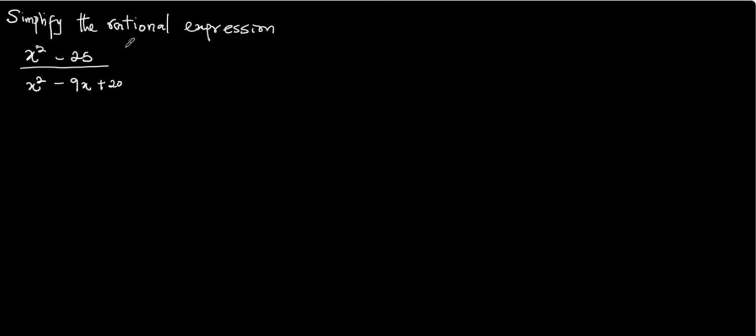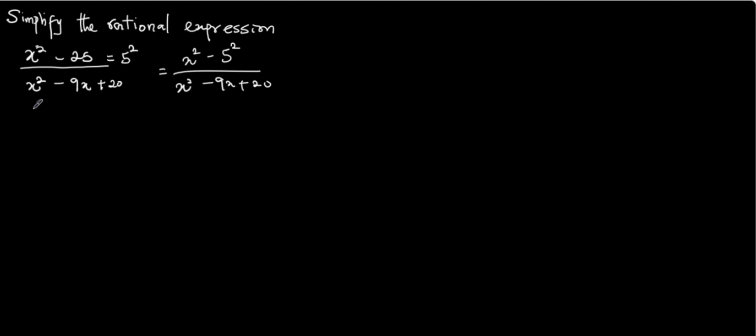So I have this question that says simplify the rational expression x squared minus 25 all over x squared minus 9x plus 20. 25 at the numerator is the same thing as 5 raised to the power 2, that is 5 squared. So the numerator will give us a difference of two squares. So I can now rewrite the question as x squared minus 5 squared, right? All over x squared minus 9x plus 20.